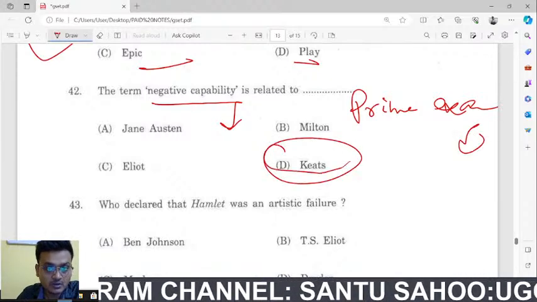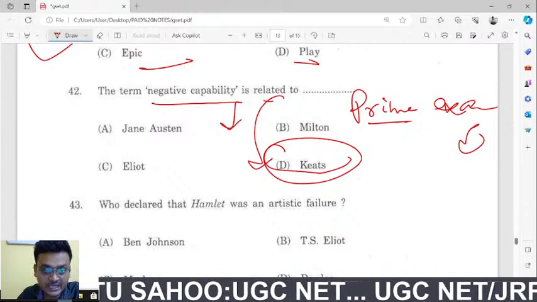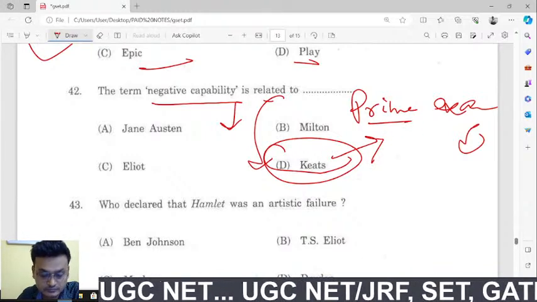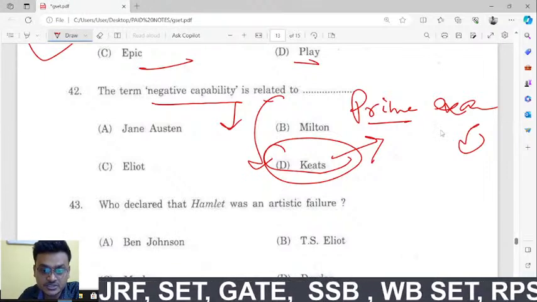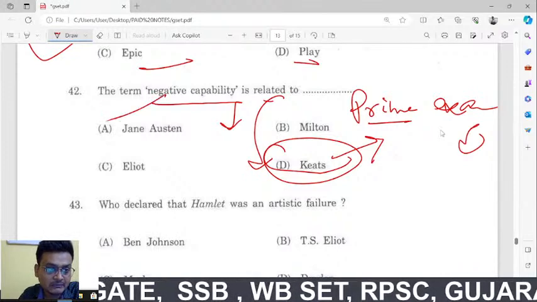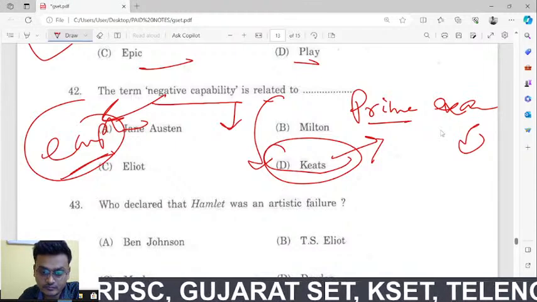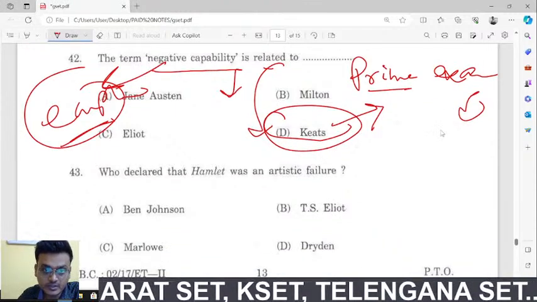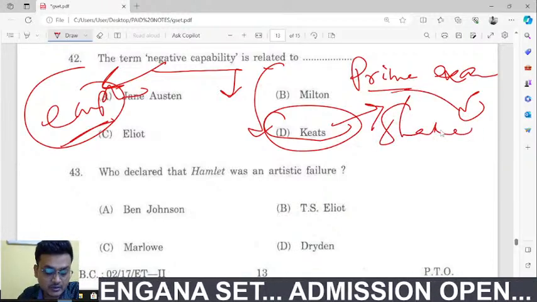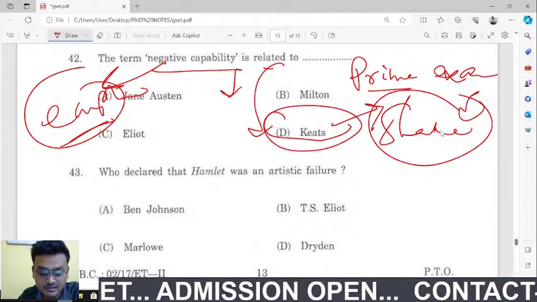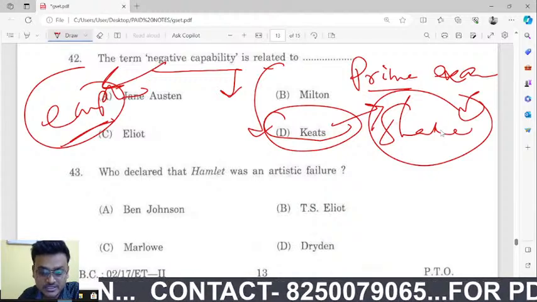The term negative capability is related to Keats. Now, who is the prime example of negative capability according to Keats? The prime example of negative capability according to Keats is Shakespeare. Excellent. Shakespeare is the prime example of negative capability.